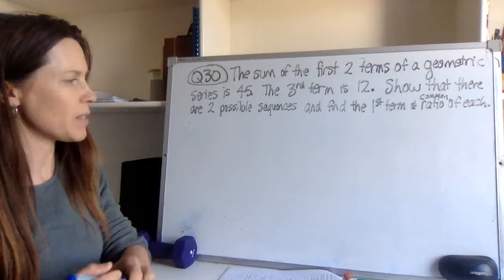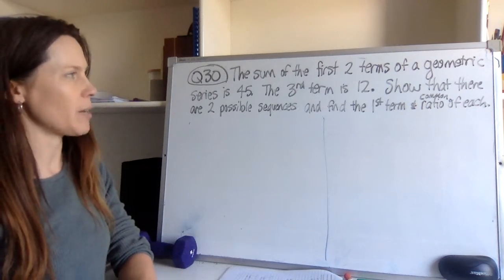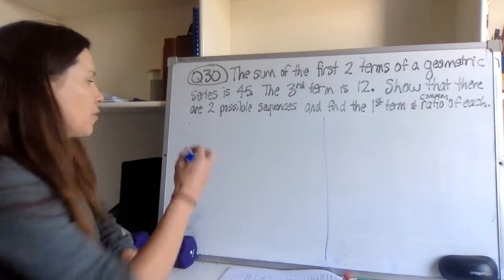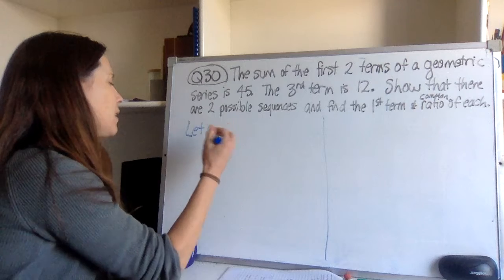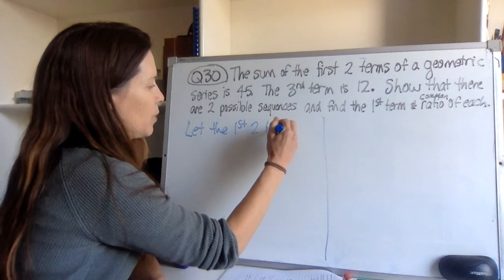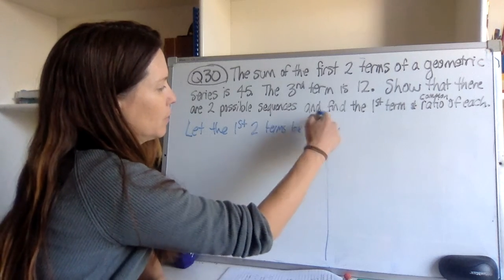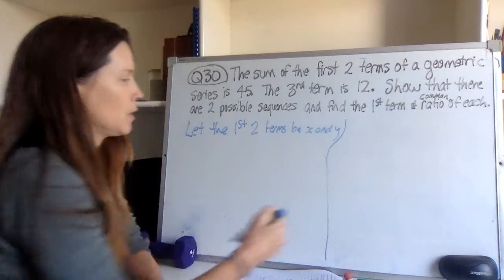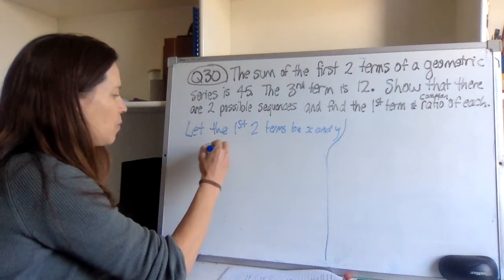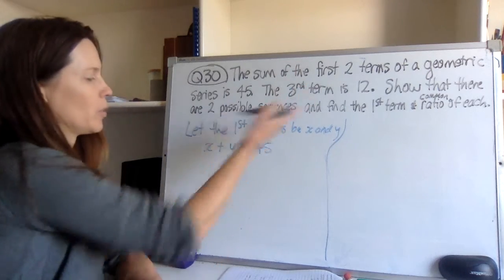Now, a couple of ways that I can think about going about this. My first impression is to say, well, we don't know what the first two terms are. It'd be handy to have some expression for them. So we could say, let the first two terms be whatever you like. Let's go x and y. Okay, so if they're x and y, then one thing we know is that x plus y is going to equal 45 because we've got that as a clue.